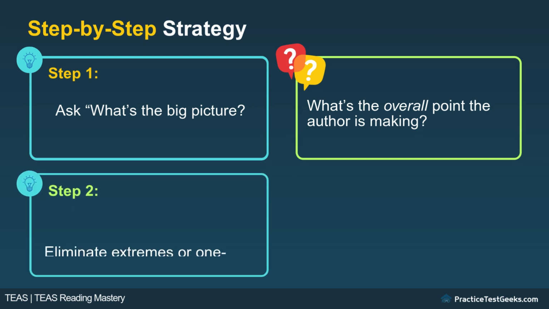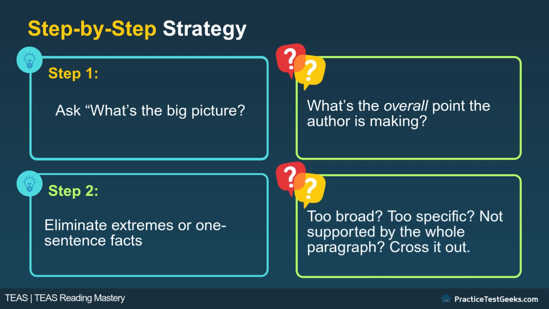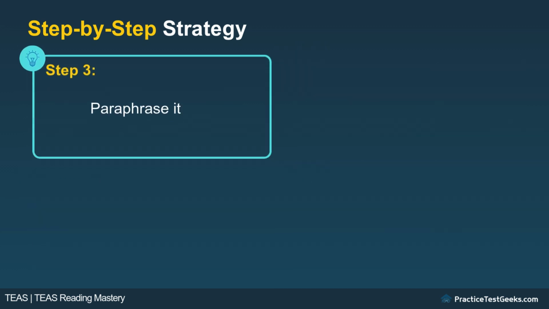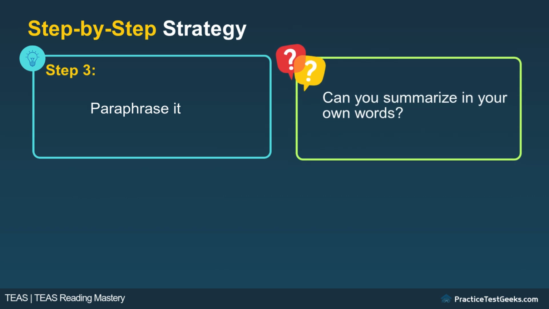Step 2. Eliminate anything that's extreme, too specific, or doesn't reflect the whole passage. If it's just a one-sentence fact, or it sounds too narrow or off-topic, cross it out. The main idea should apply to the entire paragraph or passage. Step 3. Paraphrase it. Try to summarize the paragraph in your own words using just one sentence. If you can do that, you're likely looking at the main idea.